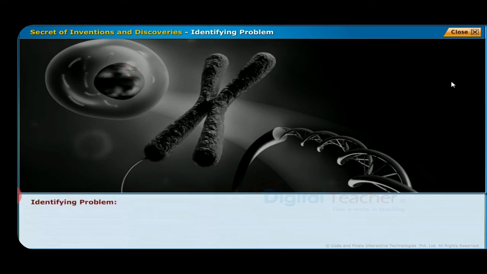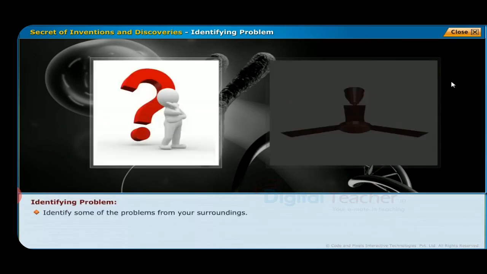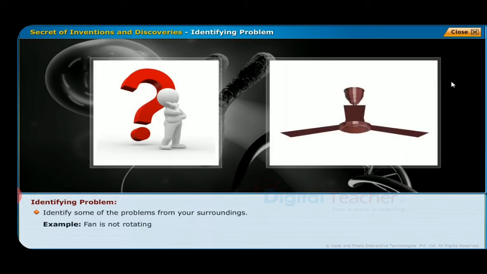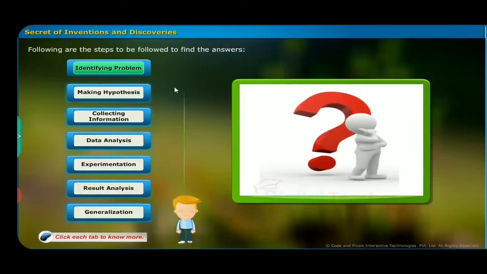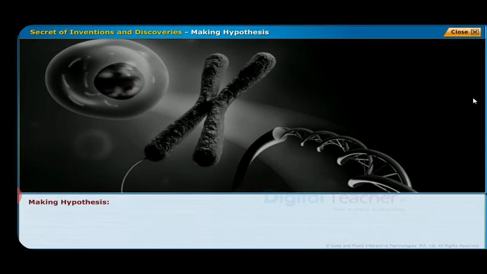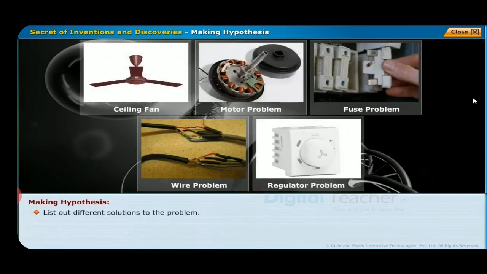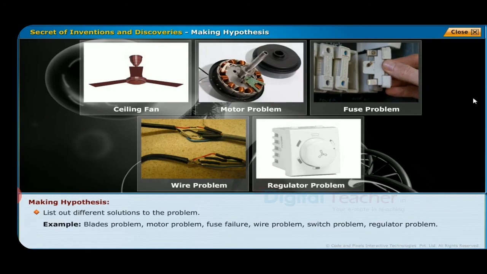Identifying problem. Identify some of the problems from your surroundings. Example, the fan is not rotating. Making hypothesis. List out different solutions to the problem. Example, blades problem, motor problem, fuse failure, wire problem, switch problem, regulator problem.